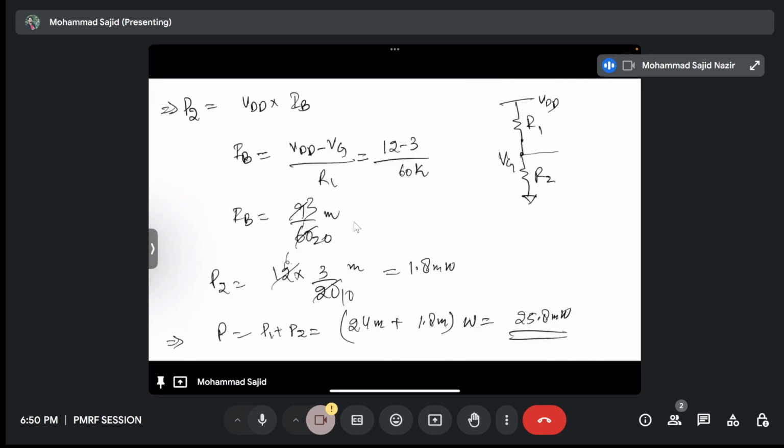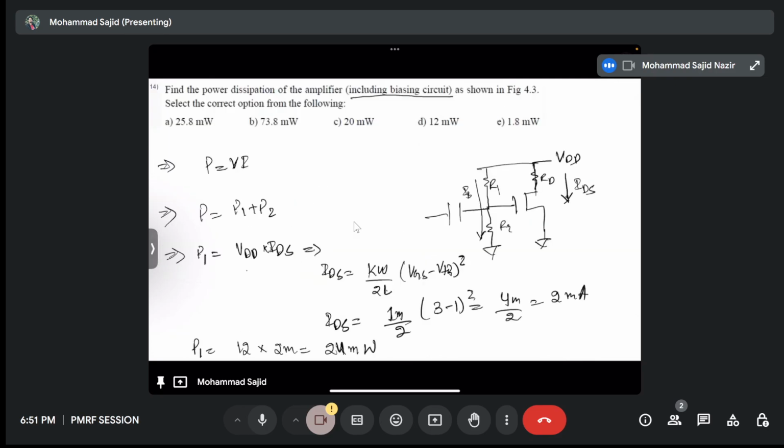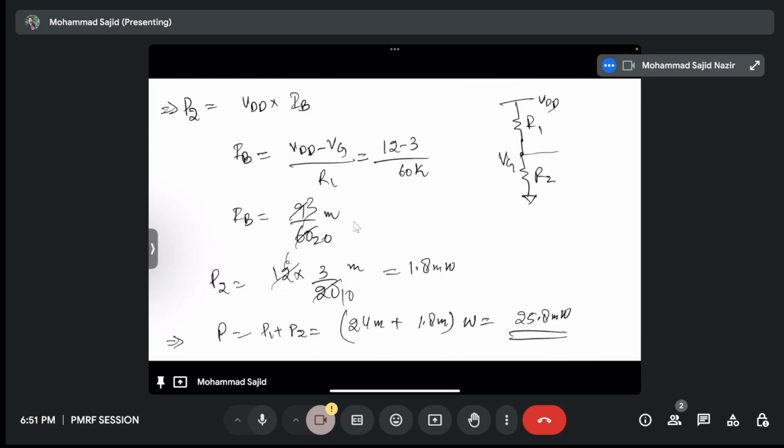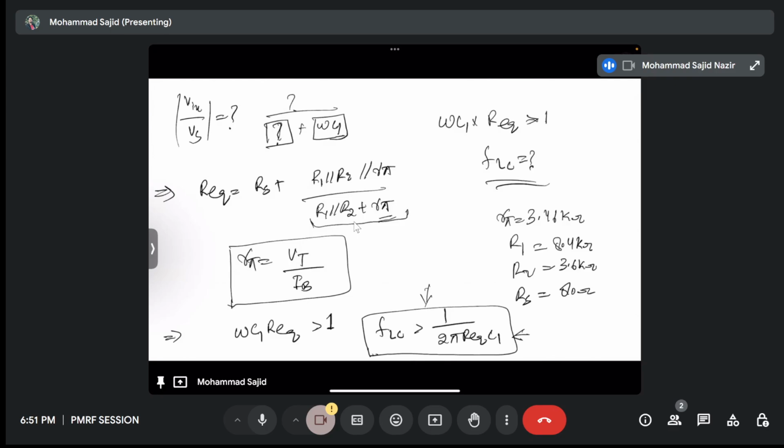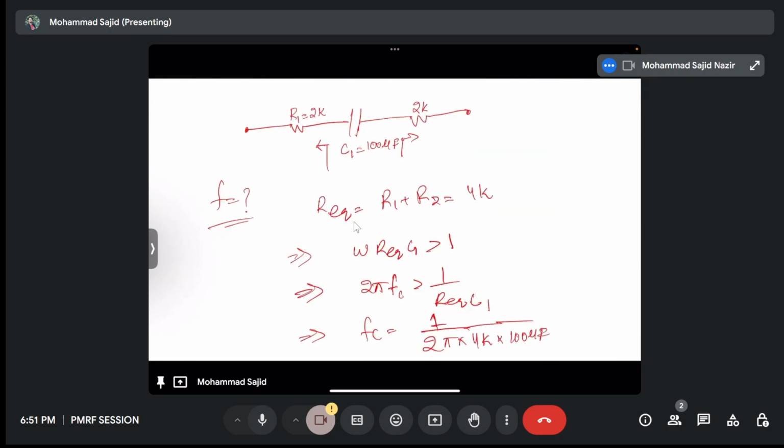This is power dissipation. Power dissipation is simply given by V into I. Okay, this is again on the equivalent circuit. Nothing new.